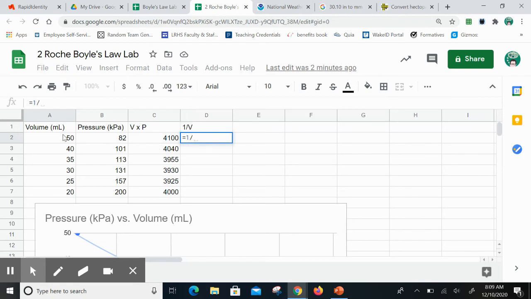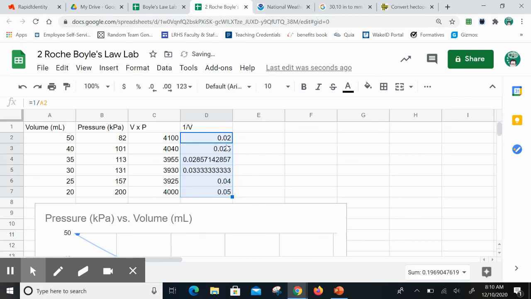So 1 divided by, and the volume is in A2. I click that box and it says A2. I hit enter, and that is 1 over 50. Now I want it to do that for all these. So again, I go to the corner of this cell until I get a little cross, and then I drag it down, and there it is. It now did that math for every one of these volumes.